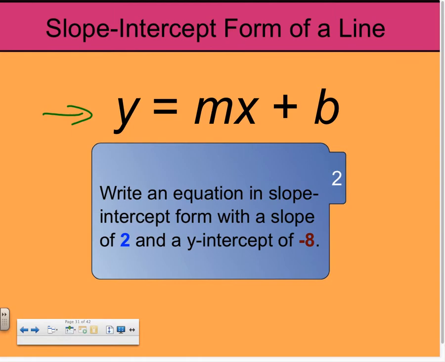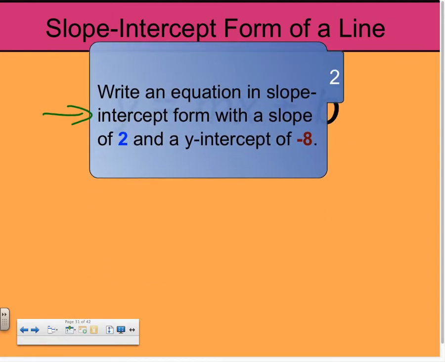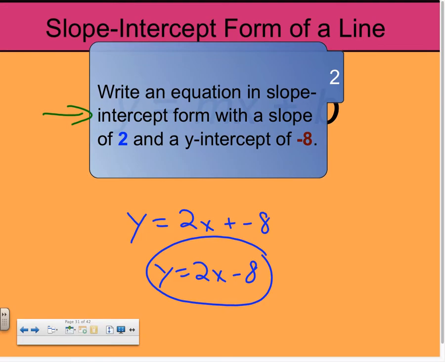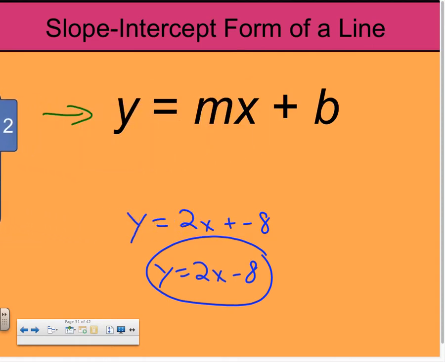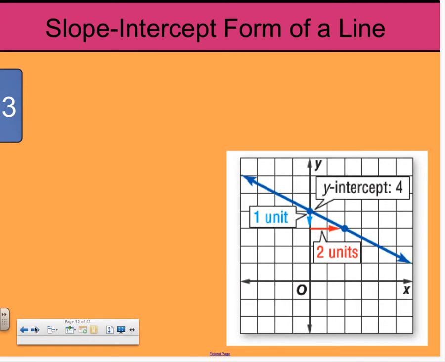Okay, Morgan. Go ahead. Or I could write it as -8. Okay, excellent job, Morgan. What she did is she was able to take the slope of 2 and replace m with it, and also take the y-intercept of -8 and replace b. Okay, now you have been able to take a slope and a y-intercept and write your own equation.